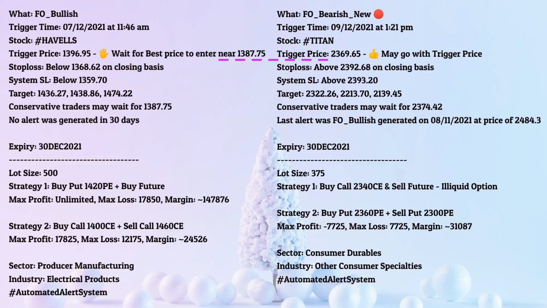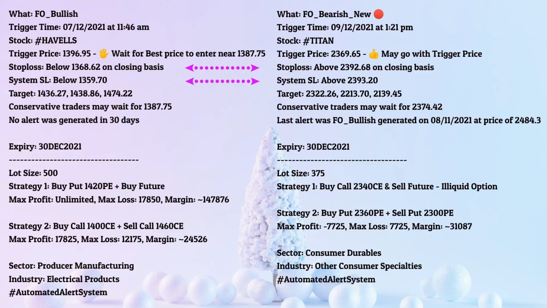Now we will discuss the next line, which is trigger price. This is a very important aspect of the alert. Trigger price is the price where all the predefined conditions have been met. So is this the price at which we have to get into the trade? Hold on, don't hurry to get into the trade. We have introduced a smart feature here, which will help you identify the best price to ride with momentum. So when the system identifies the best price, it will say, wait for the best price to enter near, along with the best price. And when the trigger price is fine to ride, then it will say, you may go with trigger price.